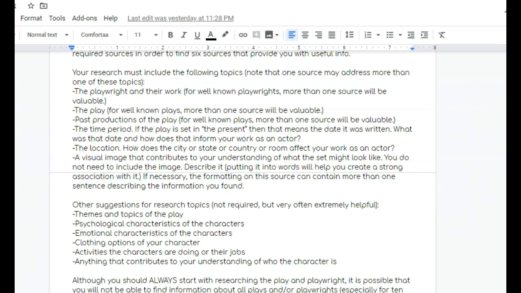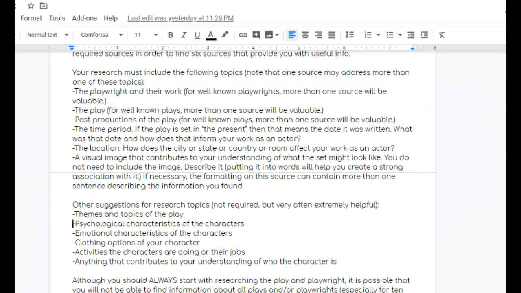So, other suggestions for other things to research. Themes: what is the play about? Thematically, as well as topic-wise. Is it a play about a couple that has lost a child? There's a lot that you can research about that. Is it a play about two kids playing around on railroad tracks, and one's a person of color and one's a white kid, and they're having issues about race? What's the play about?